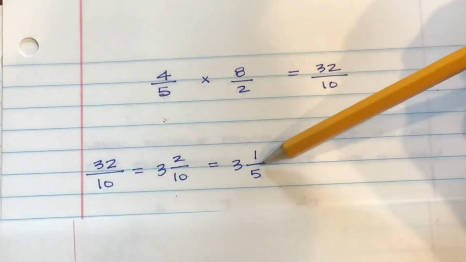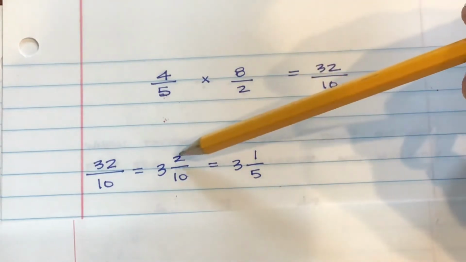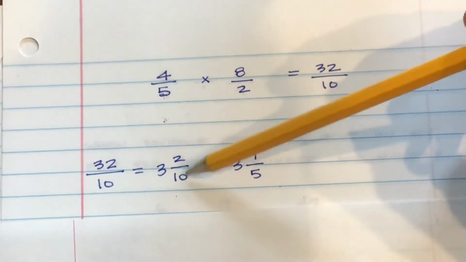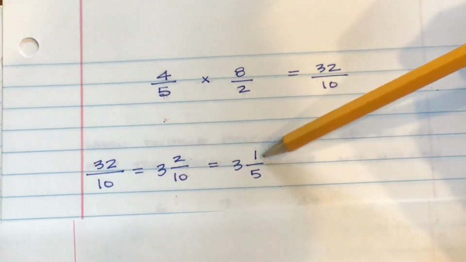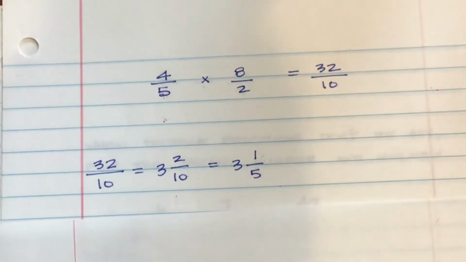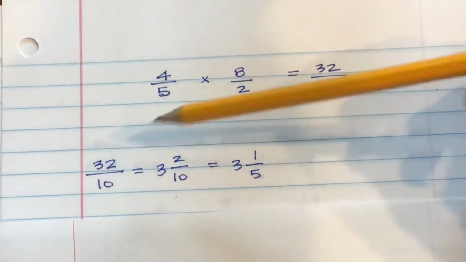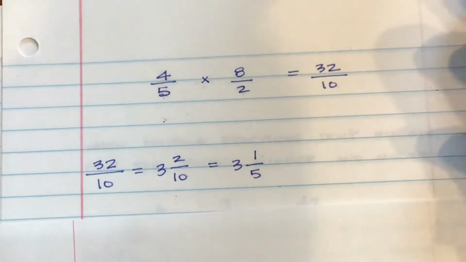This can simplify to 3 1/5 because 2 and 10 have a common factor of 2. So 2 divided by 2 is 1, and 10 divided by 2 is 5. So that's kind of a fast way to do it, maybe mentally. If you're really good at converting improper fractions, you may be able to do that quickly in your head.